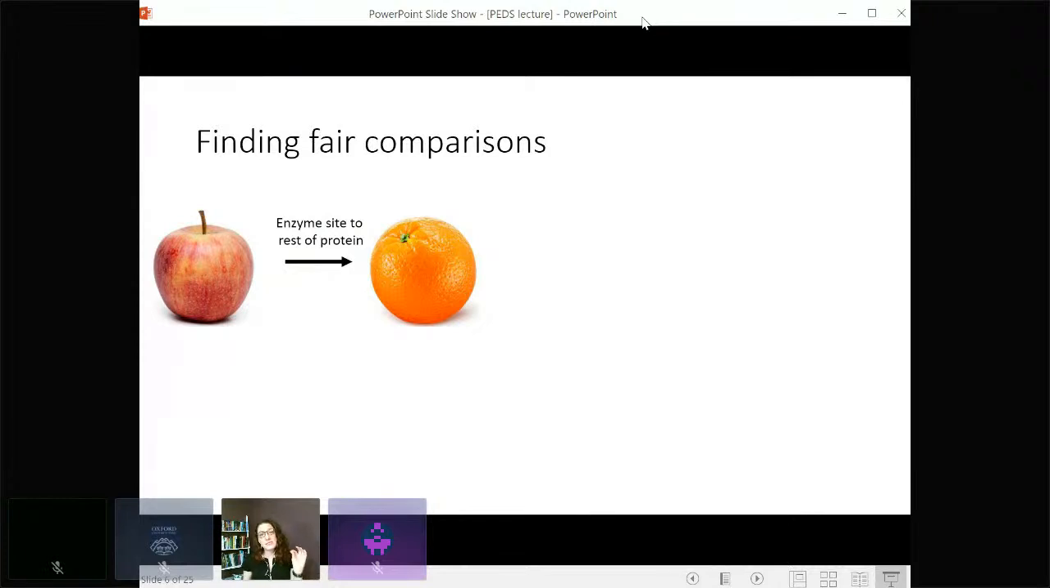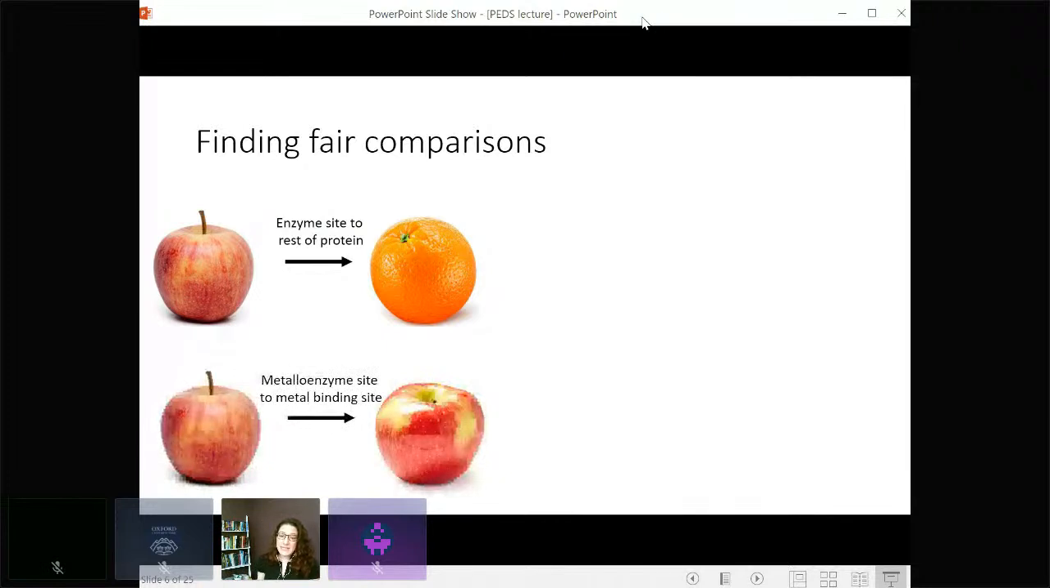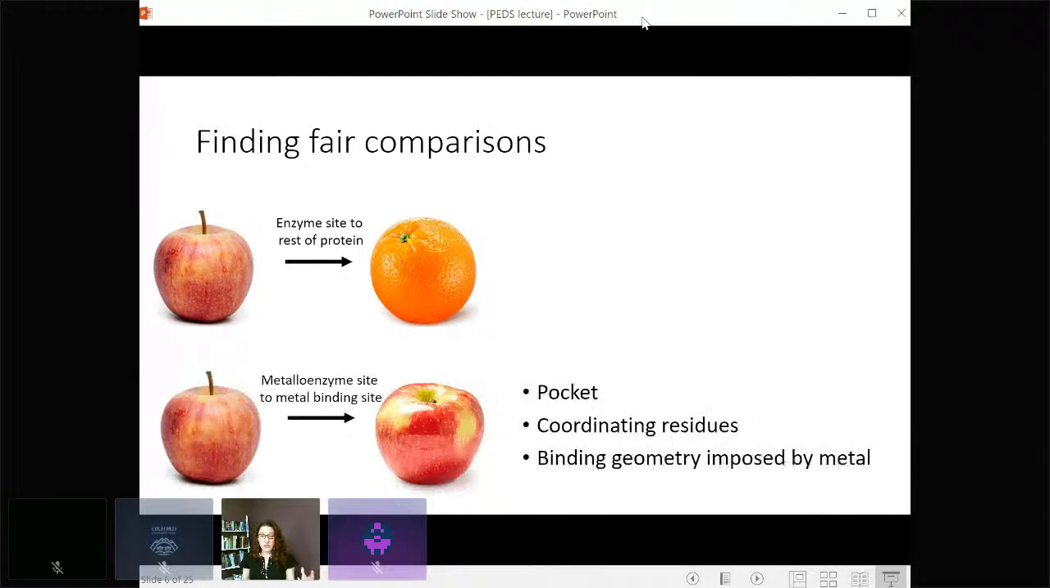But what would be really similar, and what I think would make a great comparison to give you that je ne sais quoi of whatever it is that makes an enzyme, is metalloenzyme site to metal-binding site, okay? Because in both of these situations, you've got a pocket, you've got coordinating residues, you've got binding geometry imposed by the metal. So let's compare apples to apples, okay?